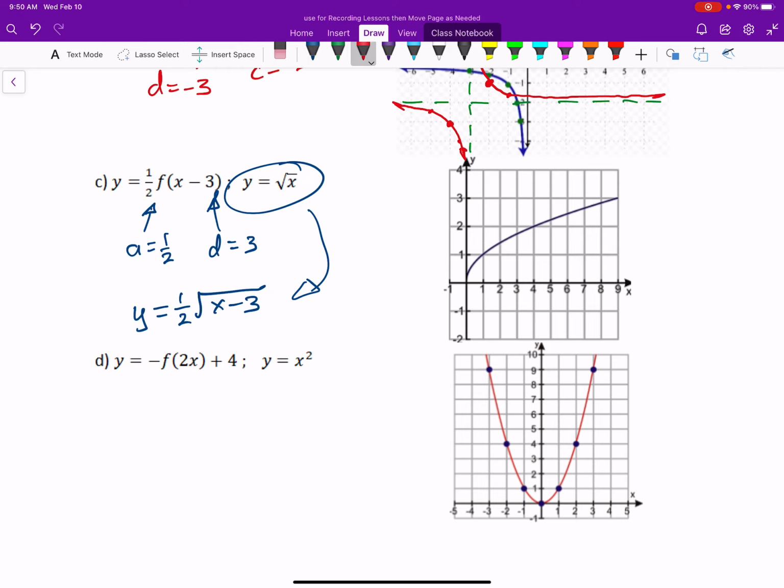So let's do this one a little faster since we've done a few before. So if I take this point, make it half as tall, 3 to the right, then that point there becomes this point. Let's just use different colors. This point, half as tall and 3 to the right, would be here.